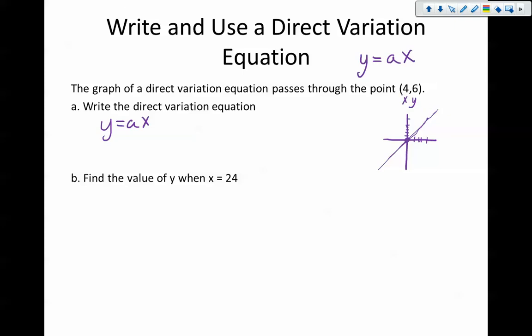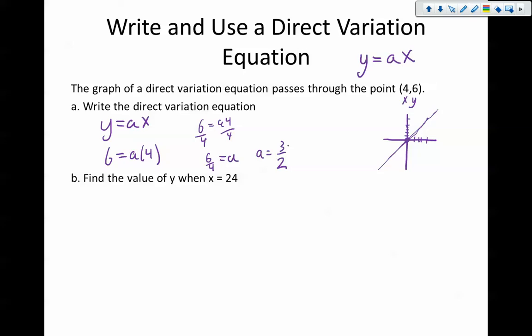Since I have an x and I have a y, I'm going to take that x and y and plug it into the equation. Notice that I took the y and plugged it in here, and I took the x and plugged it in here. And then I'm going to solve it. 6 equals a times 4. I'm going to divide both sides by 4 and I get 6/4 equals a. Reducing that gives me 3/2.